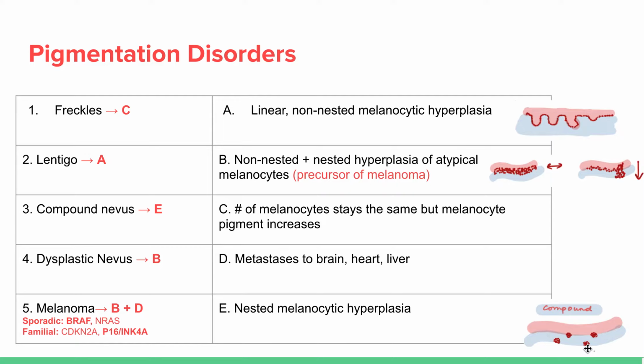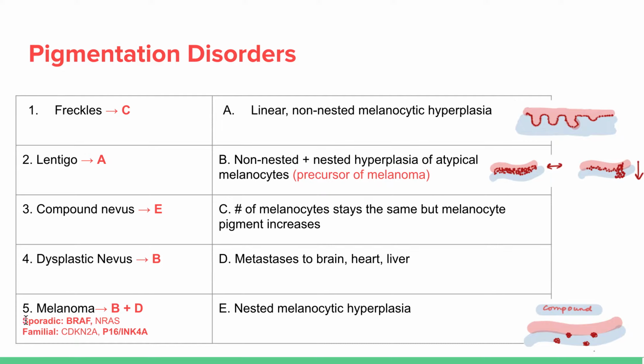down in the dermis. Number 4 is a dysplastic nevus, so you're starting to see some dysplasia, right? So what you're going to be seeing is both nested and non-nested hyperplasia of atypical melanocytes. So you're starting to see the dysplasia, right? And this is a precursor of melanoma.